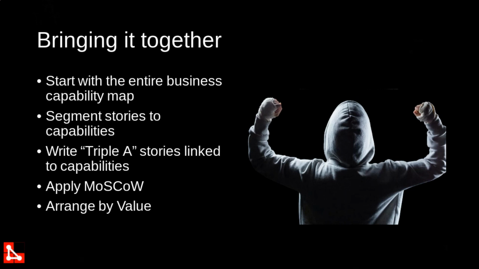Segment the stories into capabilities. So you have your business capability and create stories underneath it. And then write the AAA story. Who remembers what the AAA story was? Just type in the question there. What does the AAA stand for? The 3 A's of a good story. All right, I see some answers coming in. Please keep typing. It's the best way to remember stuff.